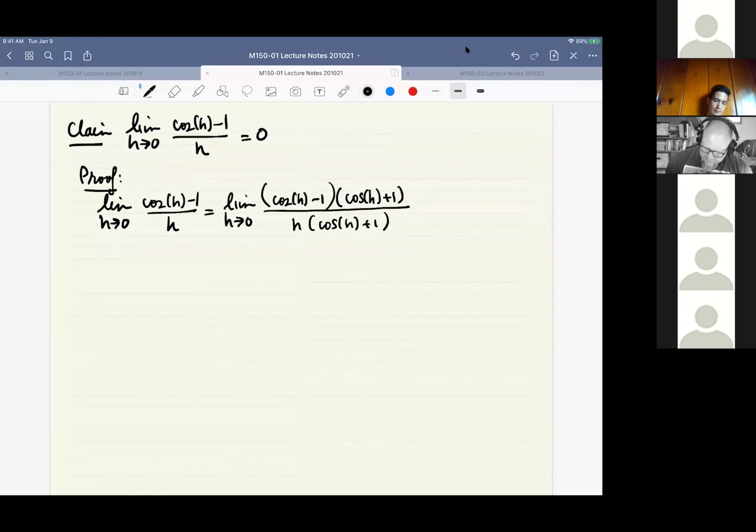And when you multiply something in the numerator and the denominator by the same thing, they cancel out, so it's like you're not doing anything. A favorite trick in mathematics. Now simplifying upstairs, I get cosine squared of h minus 1. And then downstairs, it's the same sort of thing.